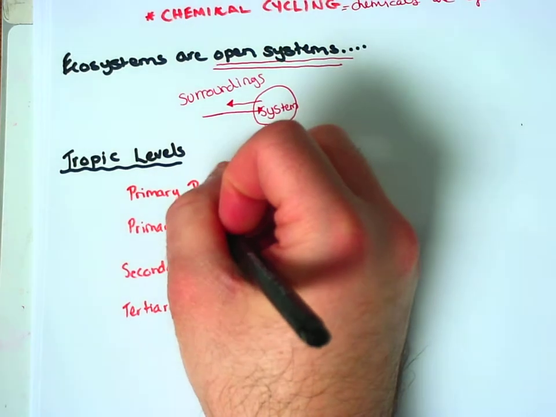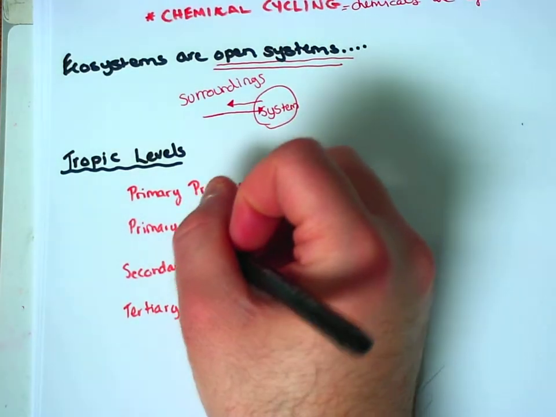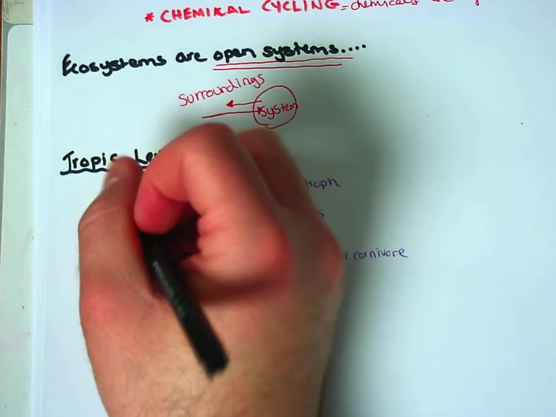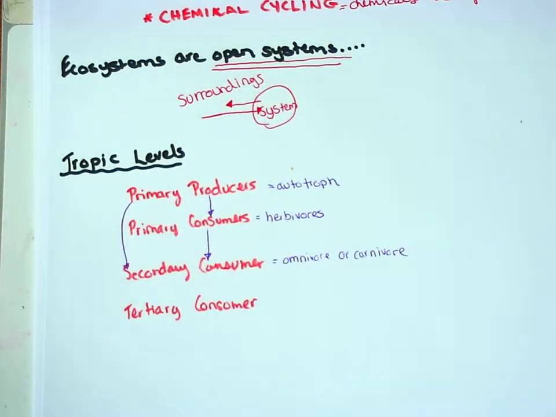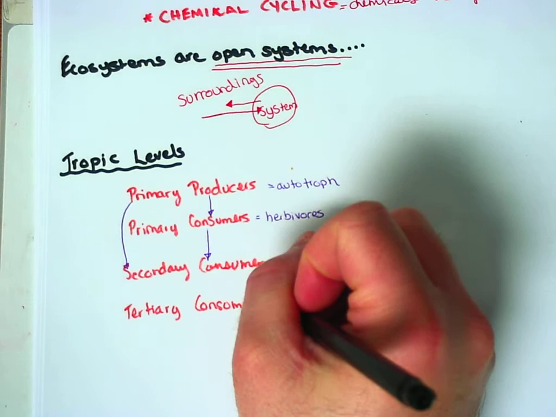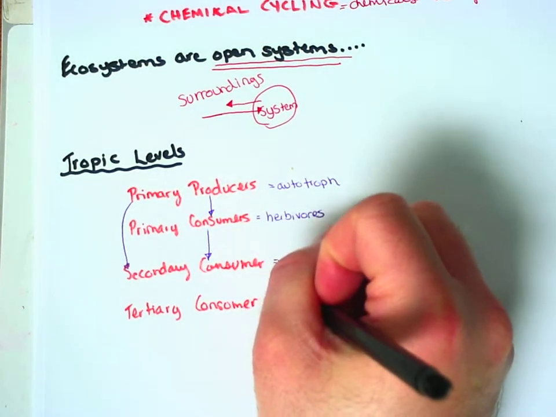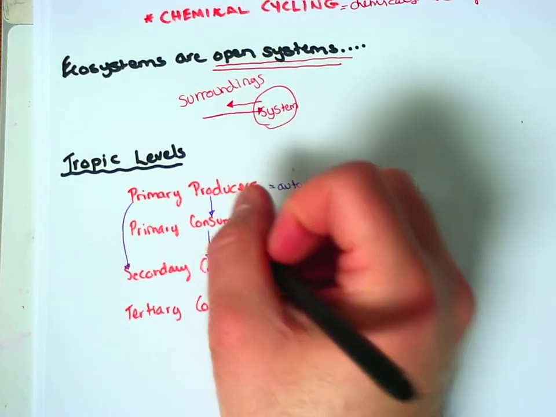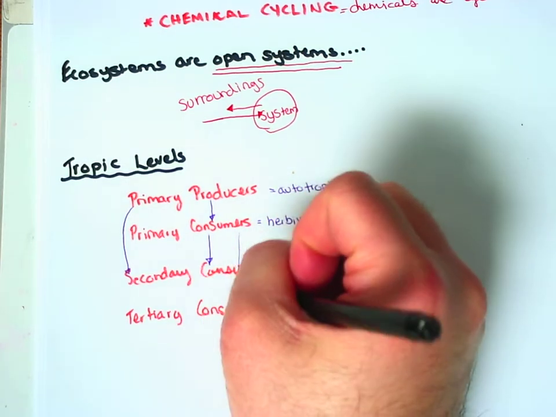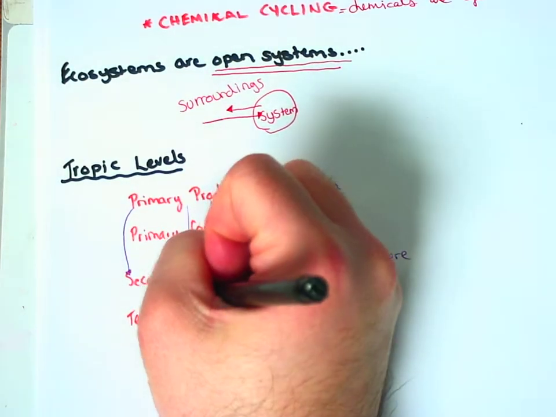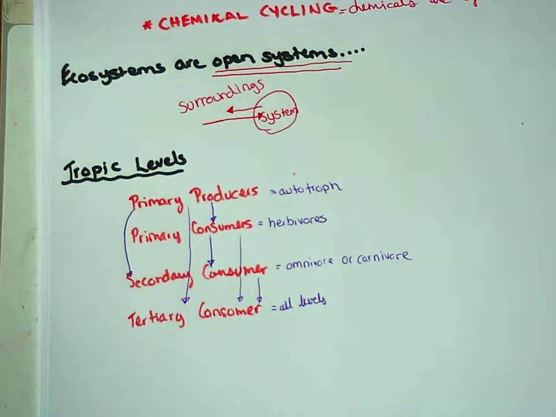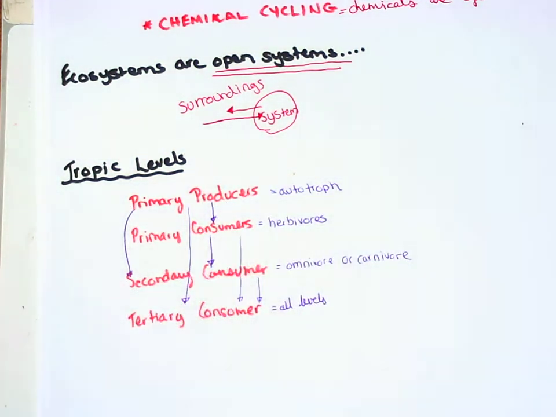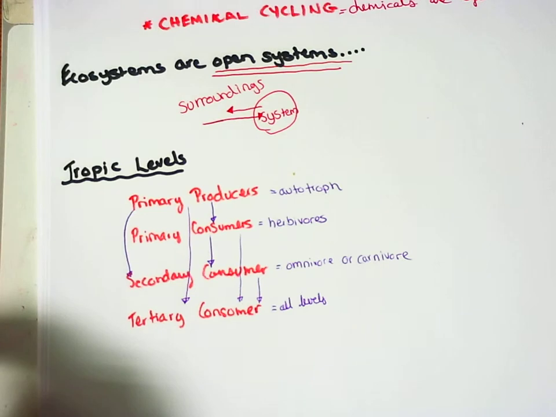Your primary producers dump off energy to primary consumers. Secondary consumers get energy from primary consumers, or possibly from primary producers. Tertiary consumers can consume at all levels, so draw an arrow there, an arrow there, an arrow there. Whoever gets the arrow is getting the energy, so it makes sense that your tertiary consumers can get energy from any level. Cool.